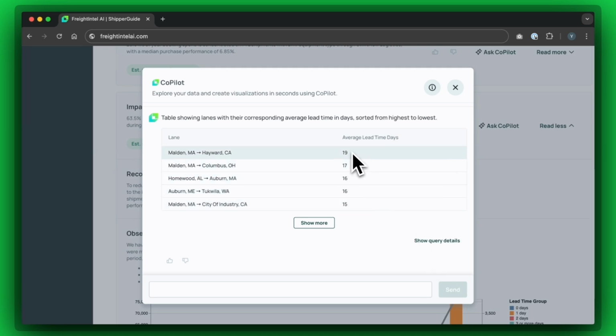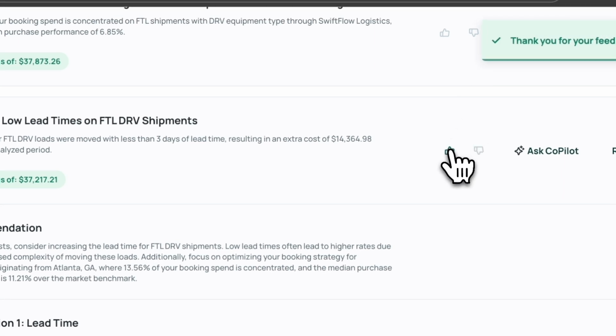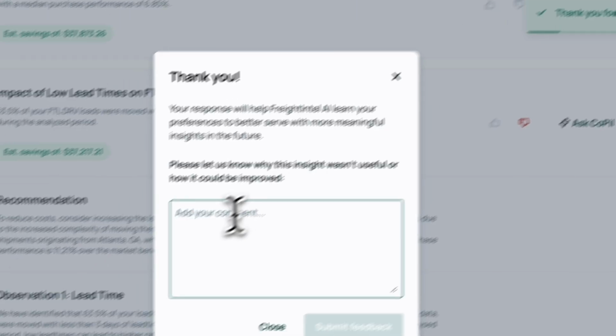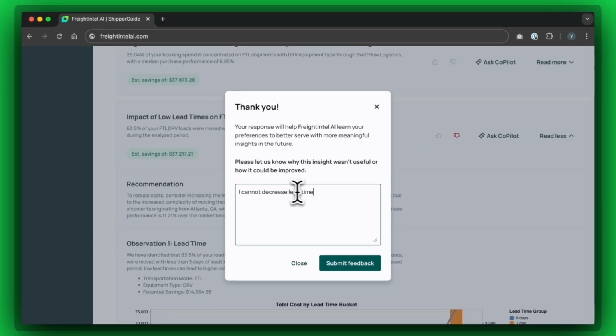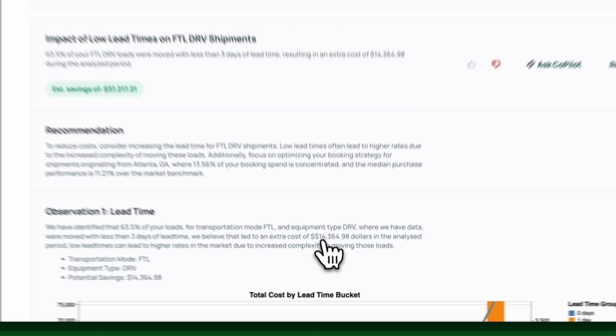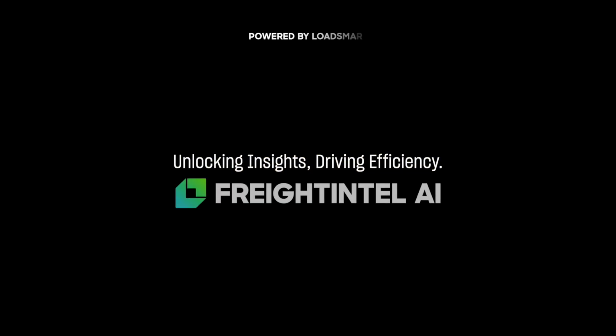To help train FreightIntel AI to a specific company's nuances, a shipper can provide feedback, either with a thumbs up on good insights or a thumbs down when an insight isn't relevant to the operations of the business. The shipper can add their reasons why the insight wasn't useful, and FreightIntel AI will use that information for future insights. Loadsmart is unlocking insights and driving efficiency with FreightIntel AI.